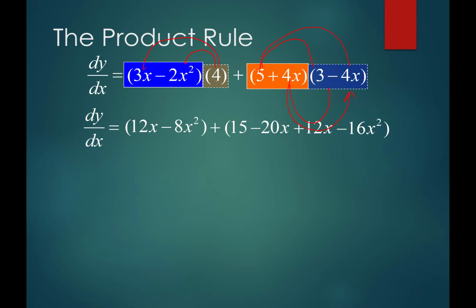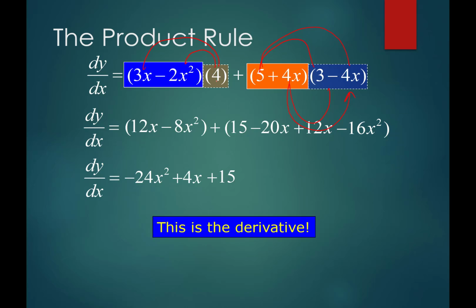Once I complete my expansion, all I simply need to do is put my like terms together. So I have 12x right here with minus 20x, 12x. That's going to give me my 4x right there. I got negative 8x squared and negative 16x squared. That would give me my negative 24. And finally, I got my 15. So that is now my derivative.